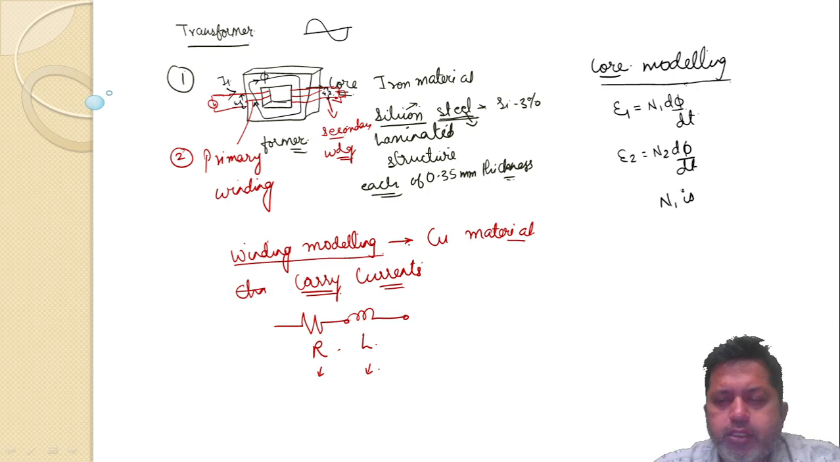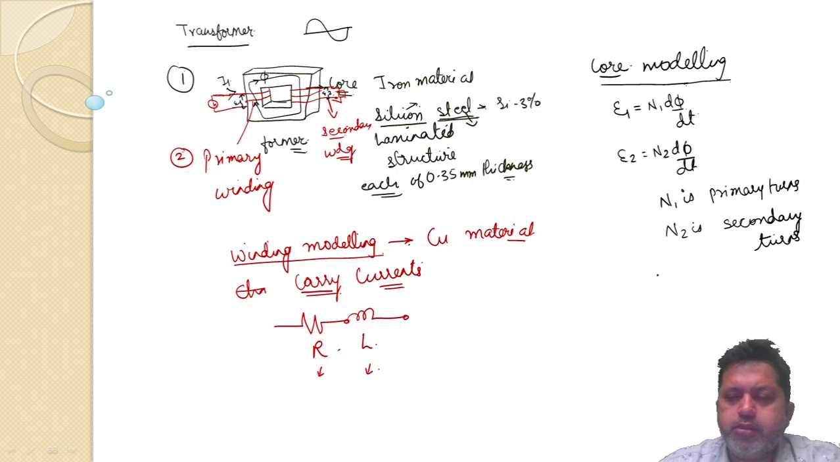N1 is the number of primary turns and N2 is the number of secondary turns. So we have this type of EMF induced in the primary and secondary windings.